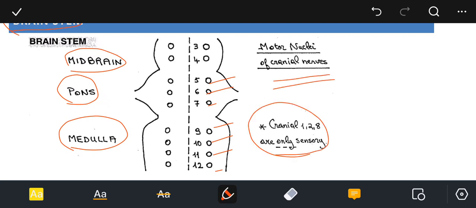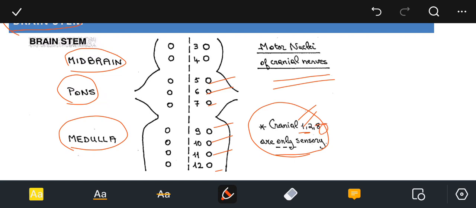Right now we are talking about the motor nerves. Cranial nerve 1, that is olfactory, responsible for the smell. Cranial nerve 2, that is optic, that is responsible for the vision. Cranial nerve 1 and 2 are not present in the brainstem. They are a direct extension of the brain tissue, so they are not coming out of the brainstem.